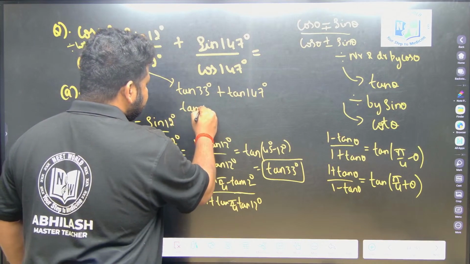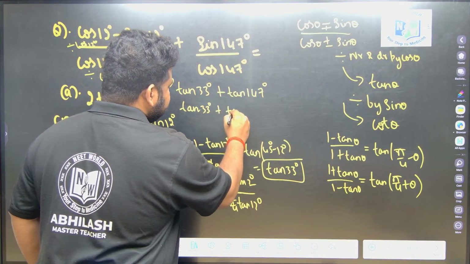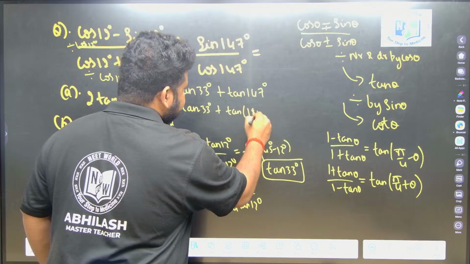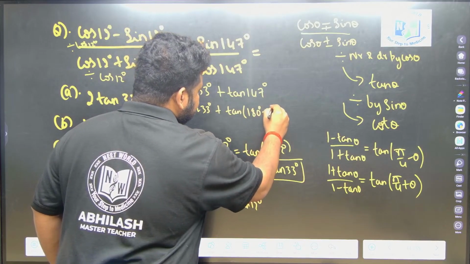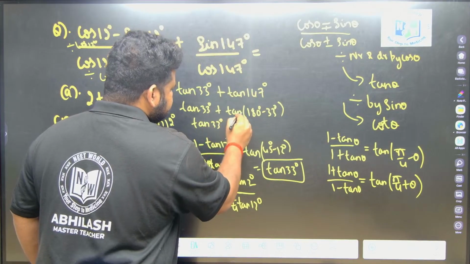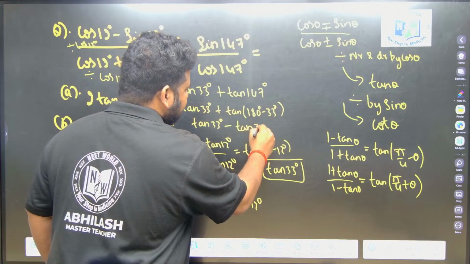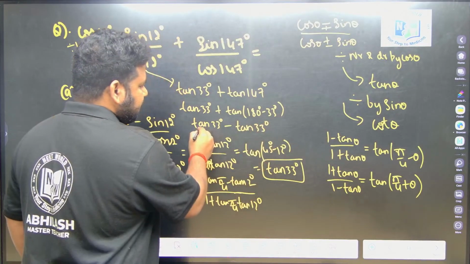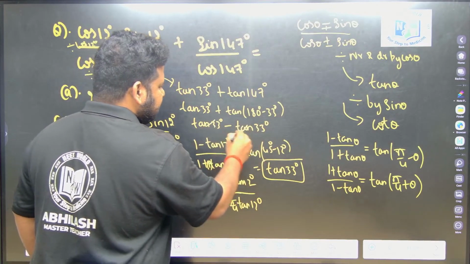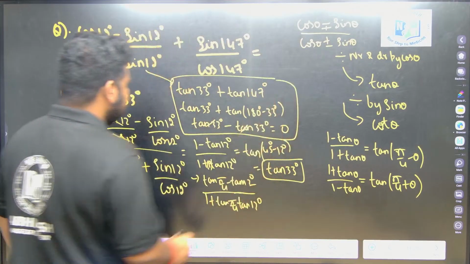So, this will become what? I can write it as tan 33 degree plus tan 147 degree, which I can write as tan 180 minus 33 degree. Like I told you, tan 180 minus theta is minus tan theta, because in the second quadrant tan is negative. So tan 33 minus tan 33 will cancel, and I will get the value as 0. Clear, friends?